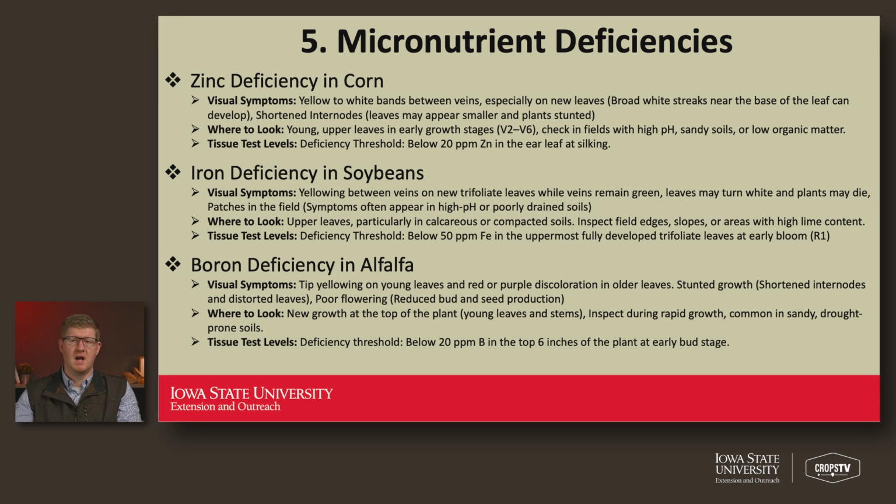So for corn, the micronutrient that is most commonly deficient is going to be zinc. Zinc deficiency can lead to yellow to white bands between the veins on the leaves.